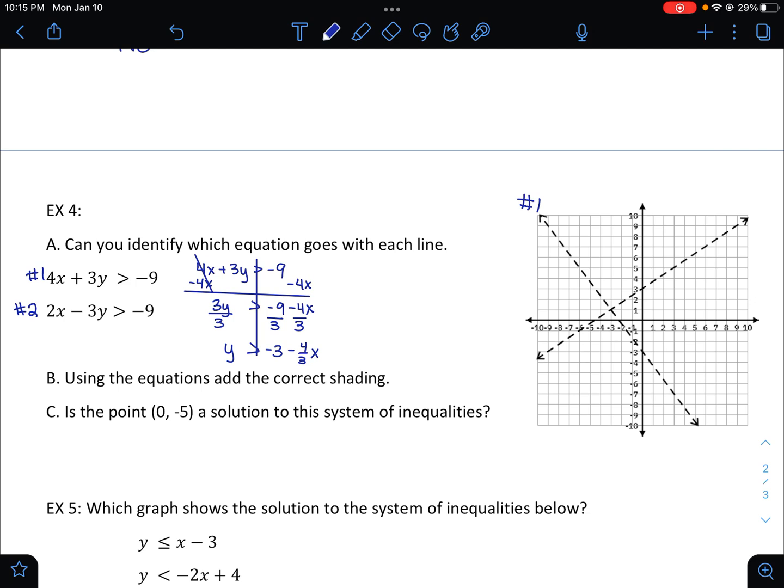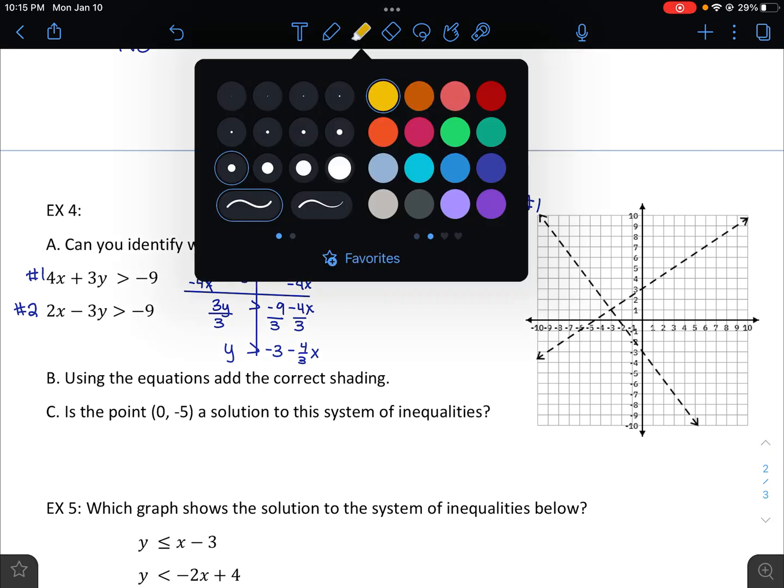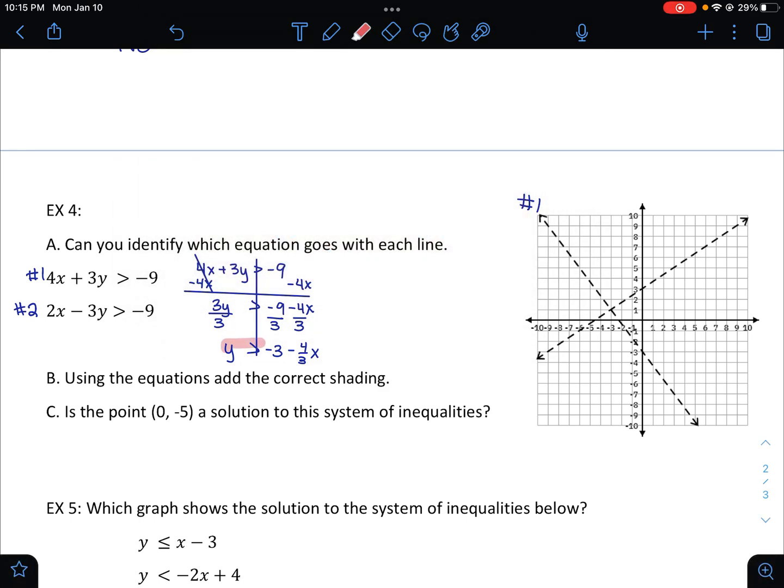Okay, now based on that, we see that this one is opening towards the y. We could also see by this that we would not be having to flip the sign. So that means that we shade above. So for line number 1, I find my y-intercept, I go up, I shade that area that is above.